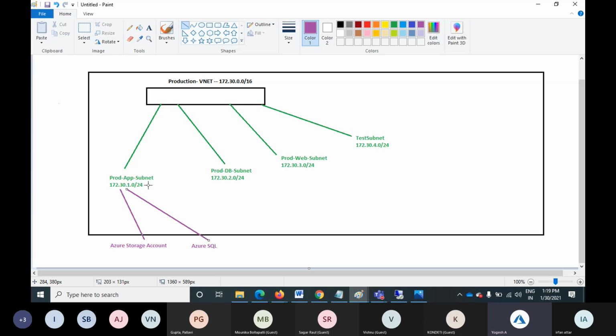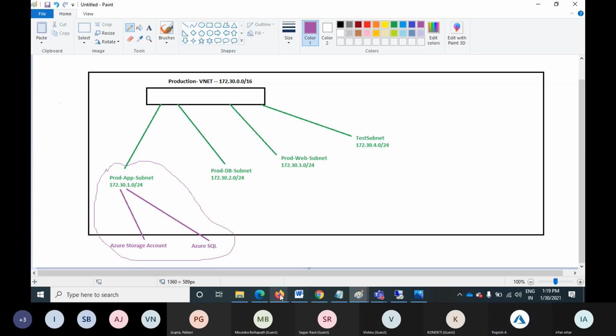172.30.1.0/24 subnet can use Azure storage account. 172.30.1.0/24 subnet can use your Azure SQL service. So this is the endpoint communication. So Azure storage account is acting as an endpoint. Your Azure SQL is acting as an endpoint for that particular subnet.